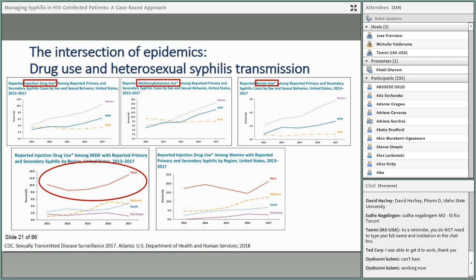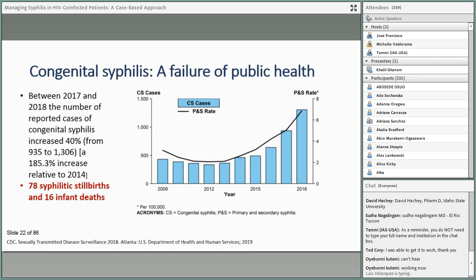Now, the heterosexual epidemic is really an intersection of epidemics. It is an intersection of the epidemic of drug use and heterosexual syphilis transmission. In fact, it's been shown that this heterosexual epidemic is related closely to injection drug use, methamphetamine use, and heroin use, particularly on the West Coast, but pretty much throughout the United States. So if you see a patient who uses injection drugs, methamphetamine, or heroin, keep in mind that it's going to be important to make sure that you don't miss syphilis in this population.